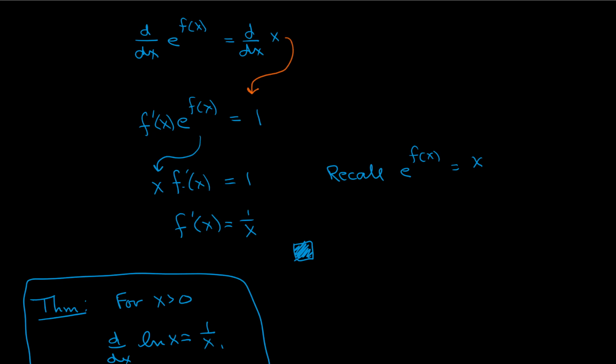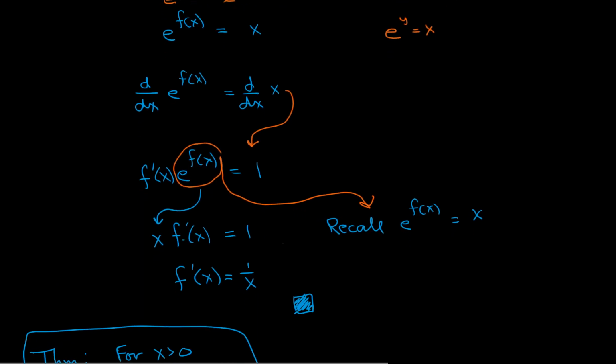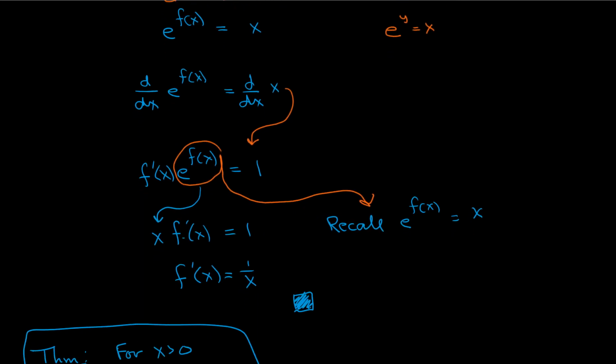Next, we're going to remind ourselves that this e raised to the f of x is nothing more than x. If you look back up at the top of the screen, e raised to the f of x equals x. So on the line we're working with now, we can replace it with x, which gives us x times f prime of x equals 1. If we divide both sides by x, we get f prime of x equals 1 over x.